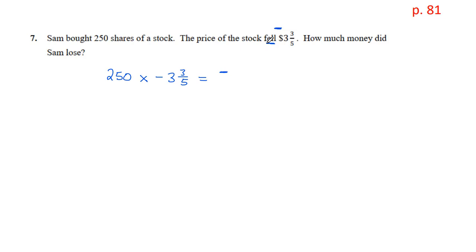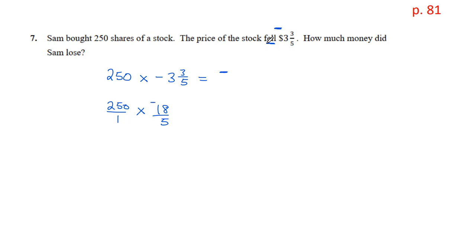But we have mixed numbers here. So what we need to do is put 250 over 1, make that into an improper fraction. And then we're going to multiply by 3 3/5, change to an improper fraction. So 5 times 3 is 15, plus 3 is 18, so it's going to be a negative 18/5.